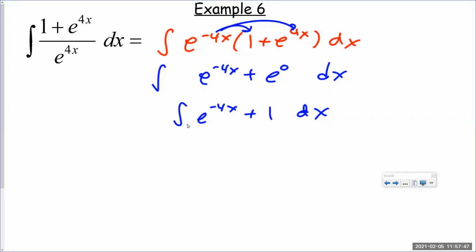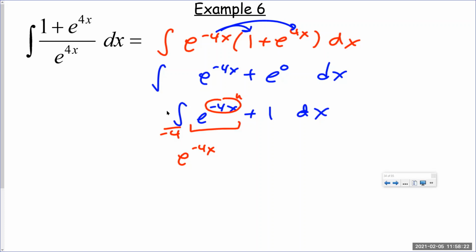Now, it's been a long time, probably about 30 minutes since you've done a problem like this. How do you do the integral of e to the negative 4x? Is this on my formula sheet? Do I have an e to the u on my formula sheet? Okay, what's the integral of e to the u? E to the u, but don't forget, you have to divide by the derivative of your exponent. What's the derivative of negative 4x? Okay, so I'm going to divide by negative 4.